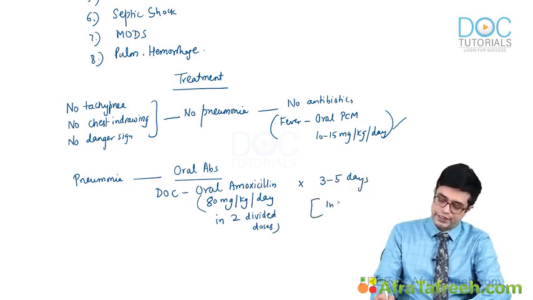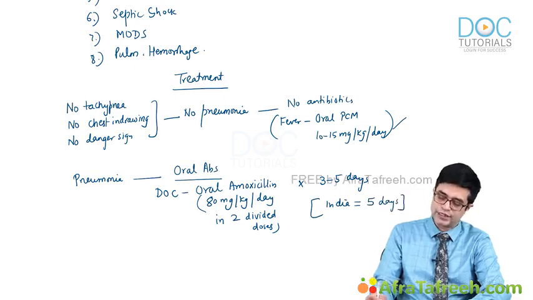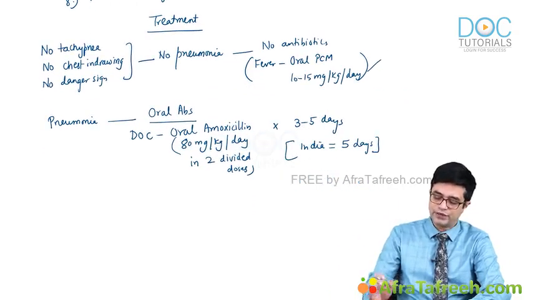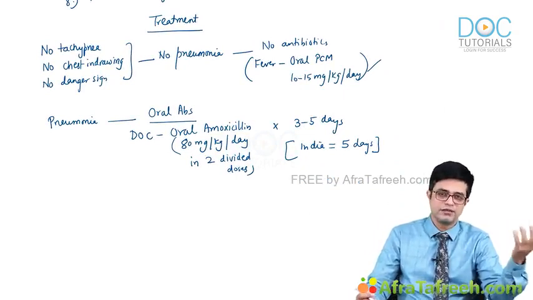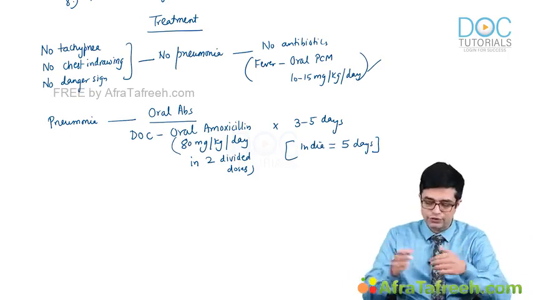In case of India, India belongs to a high risk zone for pneumonias, and we give for 5 days. If they ask the range, it will be 3 to 5 days, and in India we give for 5 days only. So Western countries may give 3 to 4 days also. In India we have to give for 5 days.